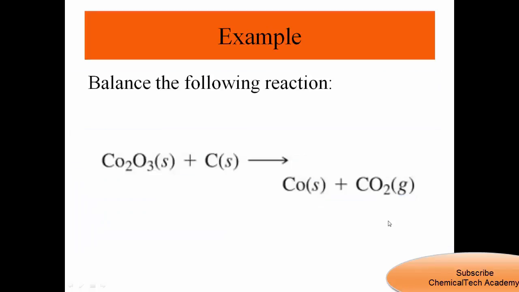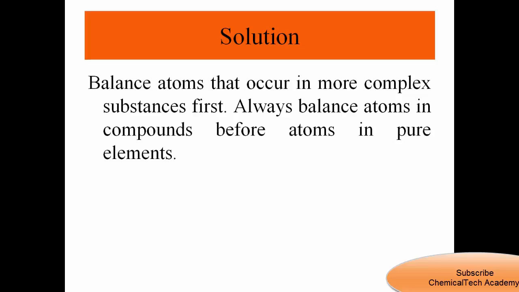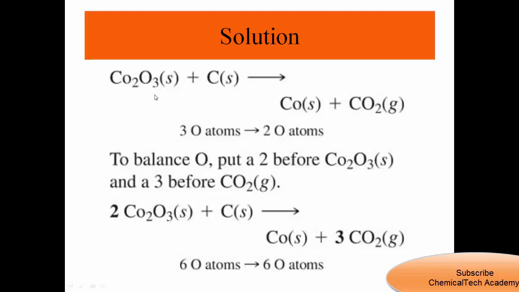Next example, Co2O3 plus C is going to give us CO plus CO2. So first of all, we need to balance atoms that occur in more complex substances first. Always balance atoms in compounds before atoms in pure elements. So it means that here we have 3 oxygen, and on the right hand side we have 2 oxygen. So to balance oxygen, we put 2 before Co2O3 and a 3 before CO2.